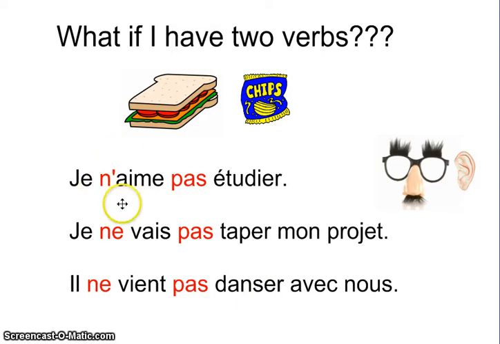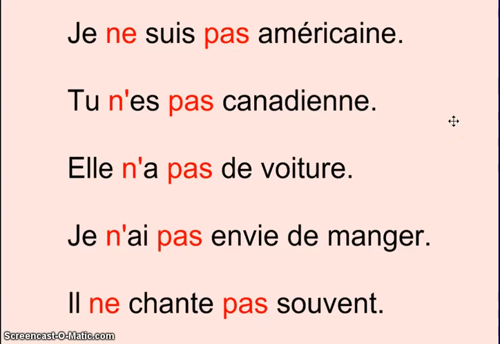Quick question, why is an apostrophe used here when ne is used down here? That's right, because the verb aimer starts with a vowel, and we have to make the contraction. That's the only time we use an apostrophe, only when it comes before a vowel. Here now are several different kinds of sentences, all in the negative. Let's take a look. Je ne suis pas américaine. Tu n'es pas canadienne. Elle n'a pas de voiture. Je n'ai pas envie de manger. Il ne chante pas souvent.